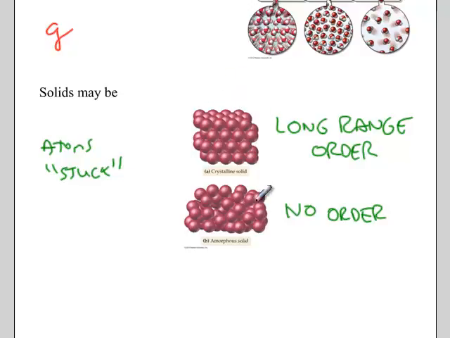In the crystalline solid and in the amorphous solid, the atoms have a little bit of ability to vibrate where they are, but they cannot move around the container. If you put a chunk of solid into a beaker, that chunk of solid maintains its shape. It doesn't change its shape because you put it into a different type of container. That's different when you're talking about liquids and gases.